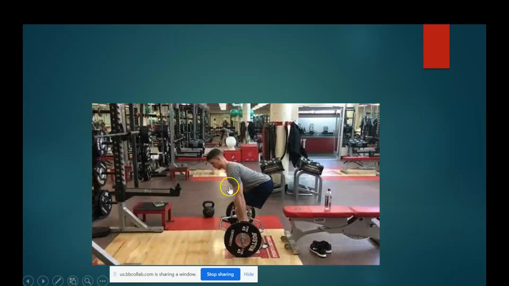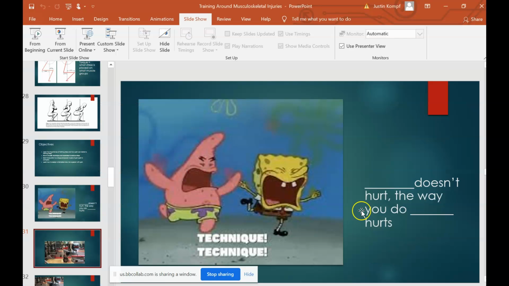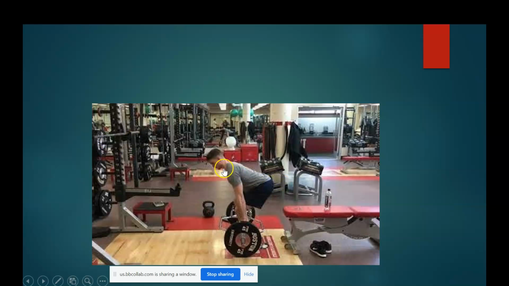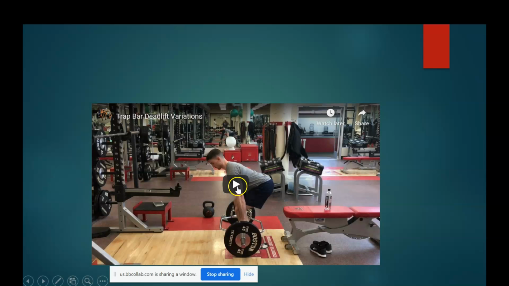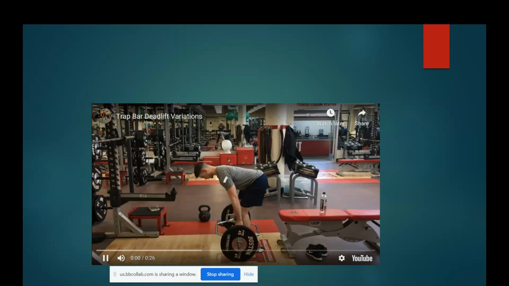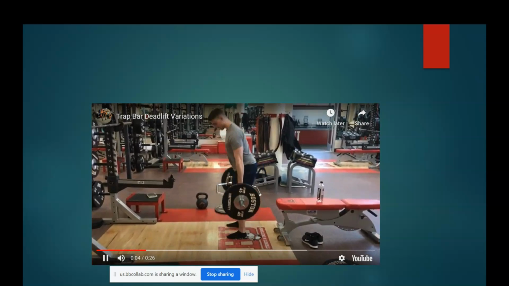So let's start to think about other things. Here, I'm going to show you a video. This is variations of the trap bar. I think I have specific questions on this after. Okay, great, I do. So I want you to watch these variations. One sec. So this is like a Romanian deadlift style.